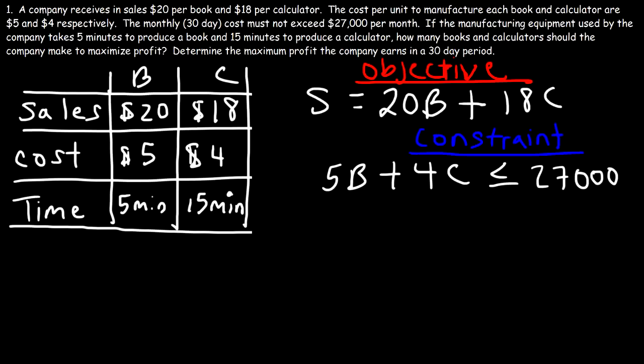Now we need to write the second constraint equation, and it has to do with time. So we have the time it takes to manufacture these items per minute. And the time limitation is per month because the cost was based per month. So how many minutes are in a month or in an average of a 30-day period? So let's start with 30 days. Let's convert it to minutes.